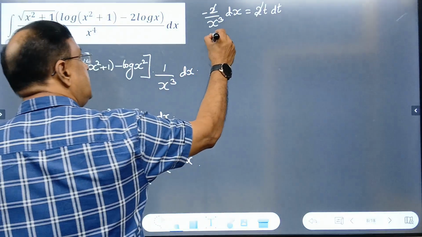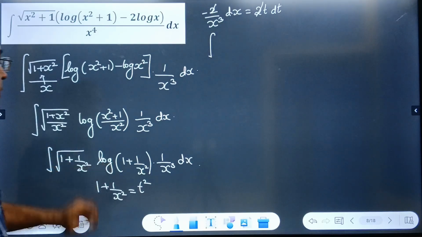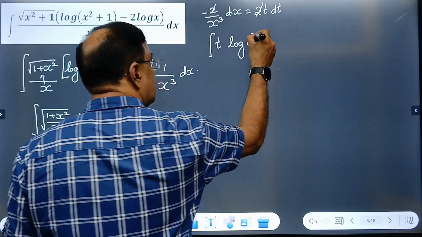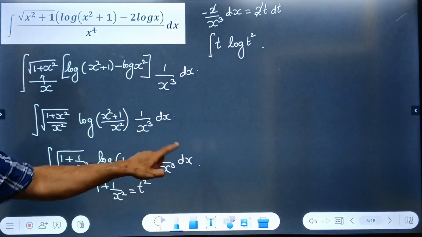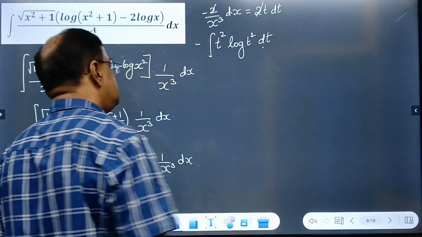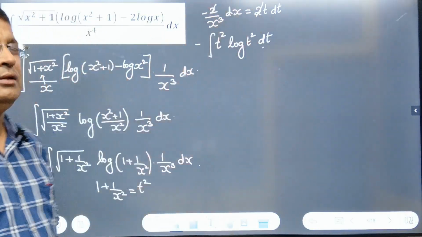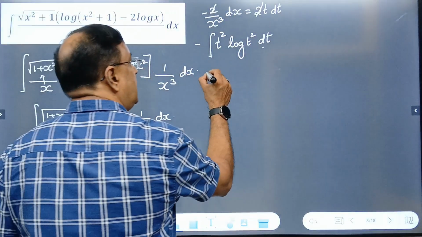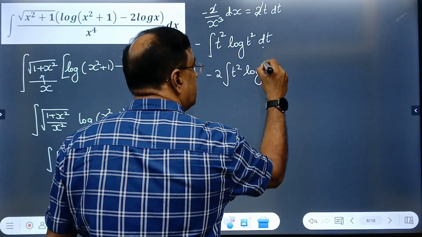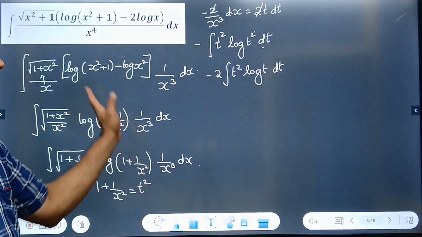So I get integral. What is root of 1 plus 1 by x square? It is t. And this is log of t square. And 1 by x cube dx will be minus t dt. Now what I do? Minus 2 times t square log t. What did I do? You know log a power n is n log a. Now all job is done.